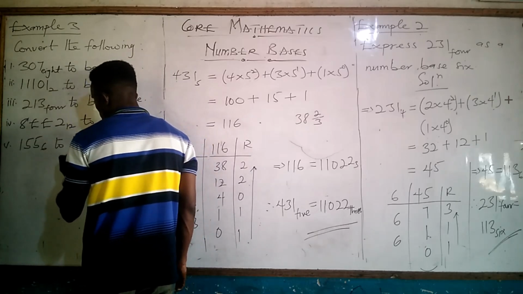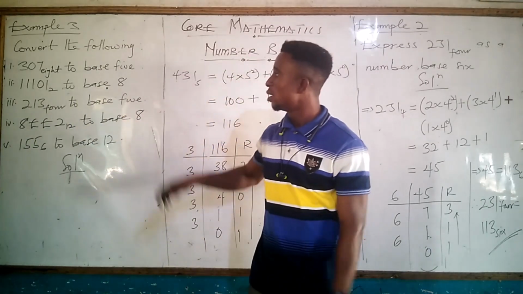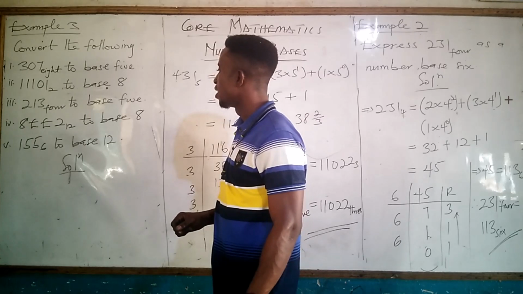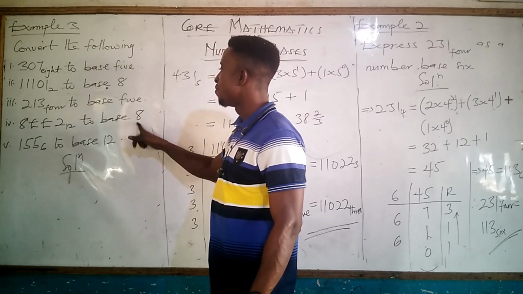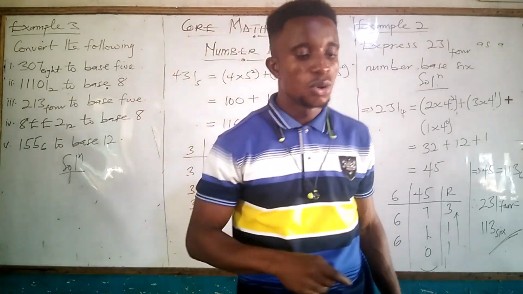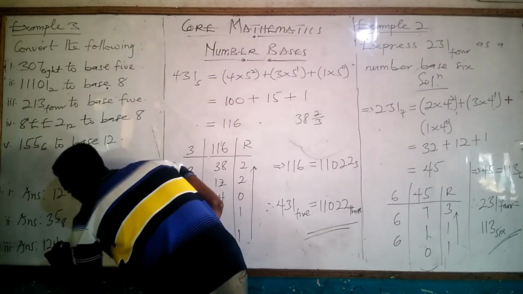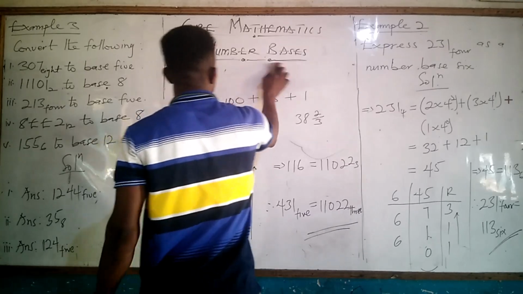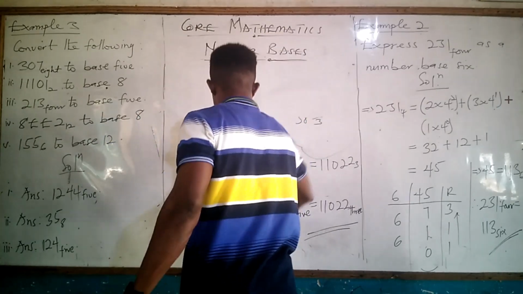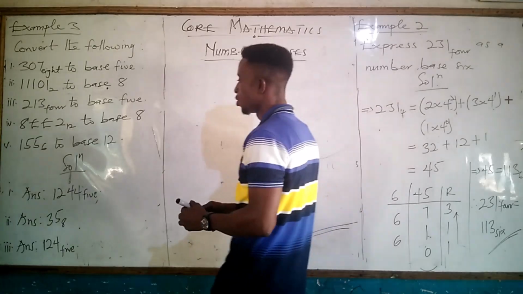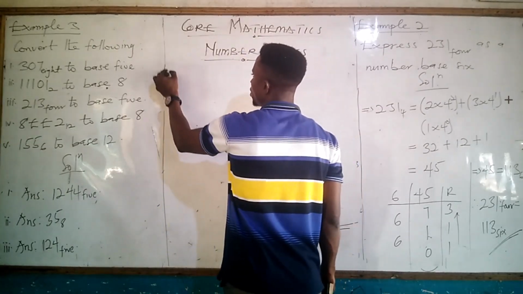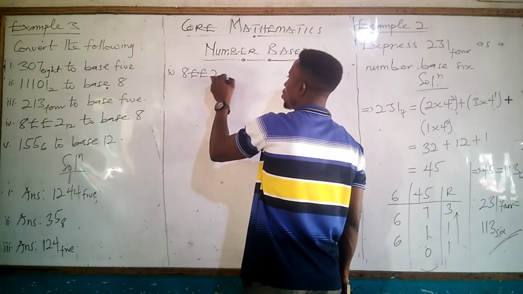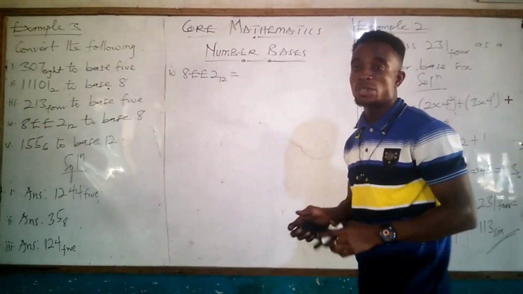So solution. I want to solve I, and then I'm going to solve the IV and the V with you. So answer for I. Okay. I'm going to solve the IV with you. So IV, we have 8E2 base 12. So converting this one to base 10, that is what we have to do first.